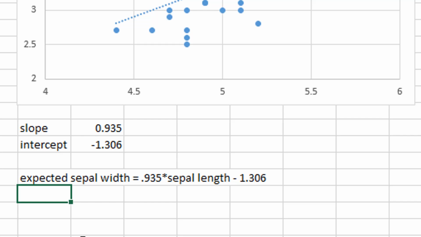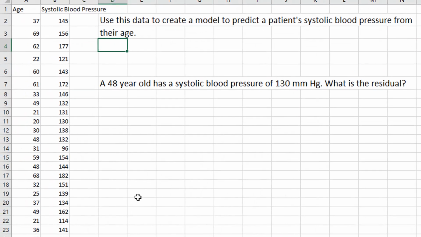Okay, so it's the expected or average sepal width for a given sepal length. That's what this model gets us. Okay, that's something to bear in mind, and that idea will become more clear in time. Okay, let's look at some other data here. We have patients' ages and their systolic blood pressure. We're going to use this data to create a model to predict a patient's systolic blood pressure from their age. So, systolic blood pressure is the response variable and age is the predictor variable.